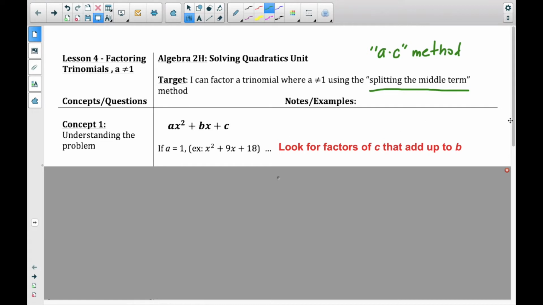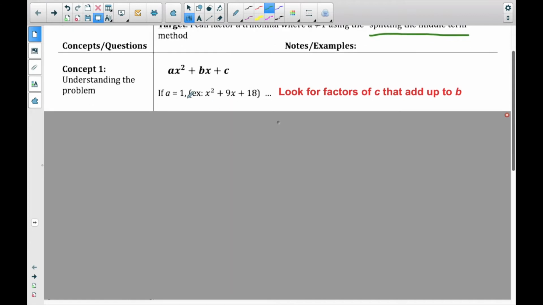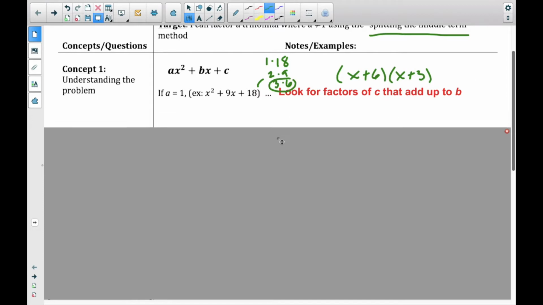First of all, let's take a look at our possibilities. Because if we have ax squared plus bx plus c, and if a is 1, so here's an example, x squared plus 9x plus 18. If we have something like that, a is 1, then we just look for the factors of c that add up to b. So we think about 18, and we think about, okay, is it 1 times 18? Is it 2 times 9? Is it 3 times 6? Well, it's 3 times 6, and so we just say x plus 6 and x plus 3. So that is one way to factor, is when a is equal to 1, it's pretty easy.